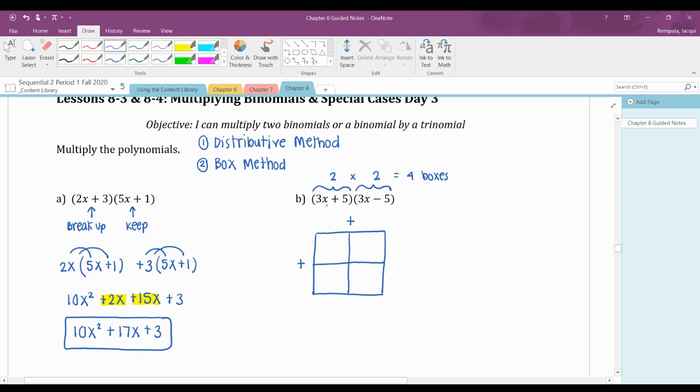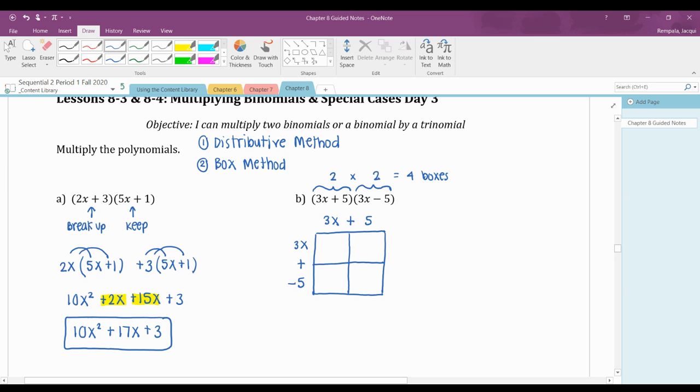I'm going to use that first binomial to put on the top. So 3x plus 5. So 3x goes in the first box. The 5 goes to the top of the second box. Then my second binomial is 3x minus 5. So the 3x will go for the first box. Then I've got to keep that addition sign. So that means that the negative is going to stay with the 5 in the bottom box there.